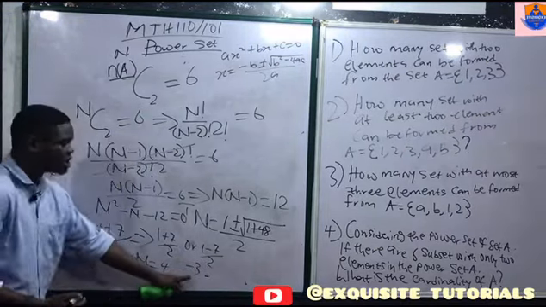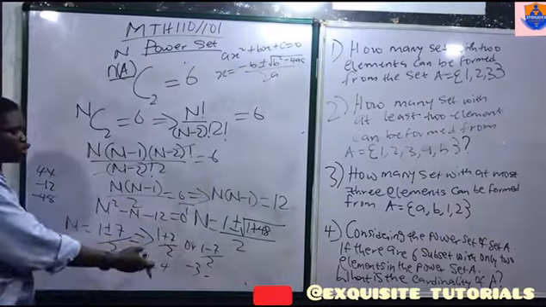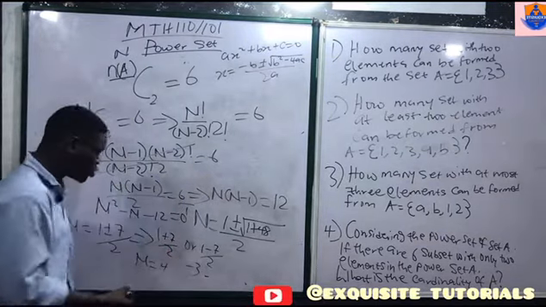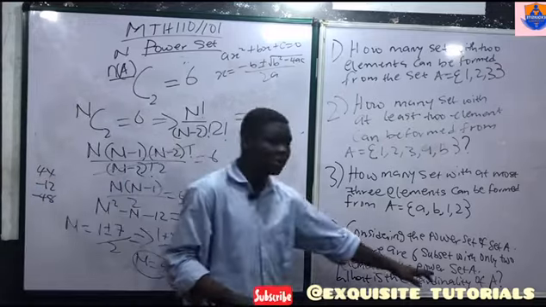But we won't be taking these negative parts because we are working with the number of elements in the set. The number of elements in this set cannot be negative. So our n becomes 4. It means that the cardinality of the set A is 4.